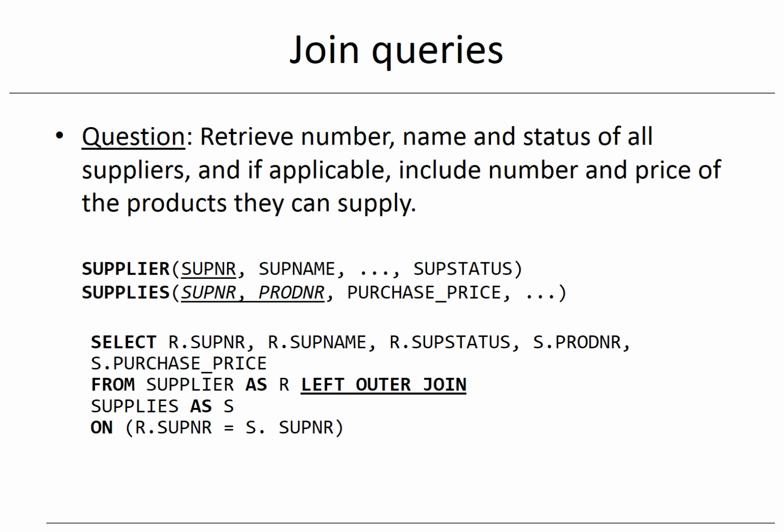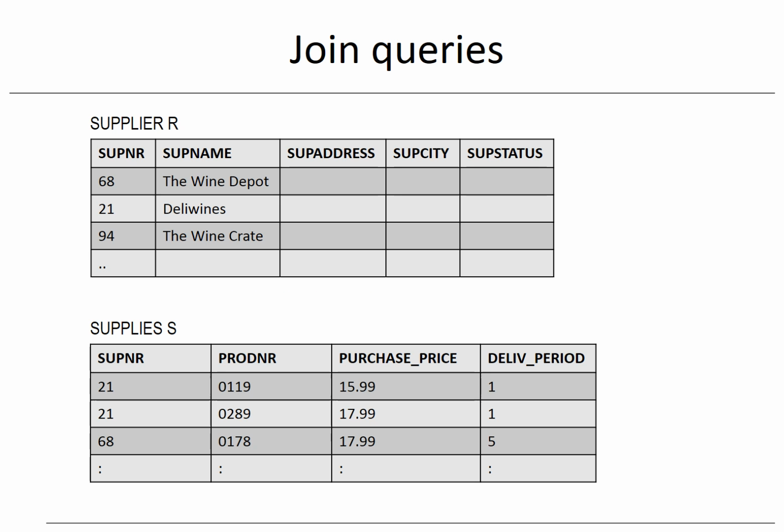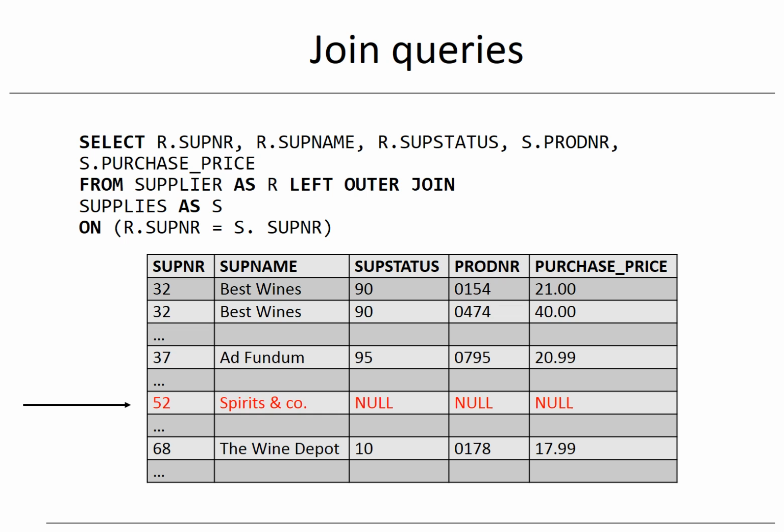Let's illustrate this. Here you can see some example tuples from the supplier and supplies table. Let's now run our outer join query between both tables. Take a look at this result. What is striking is the red tuple.